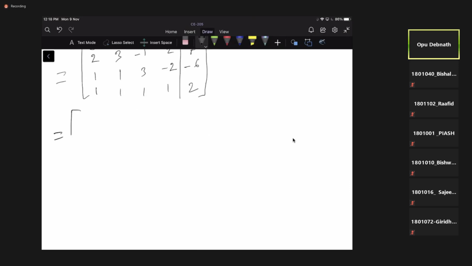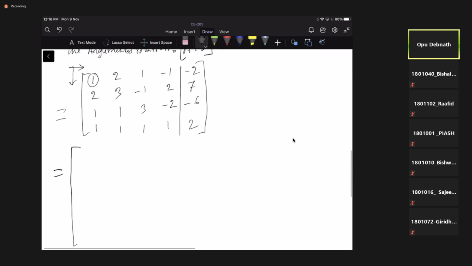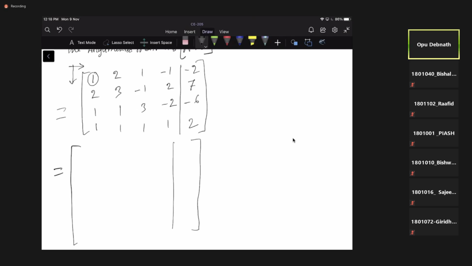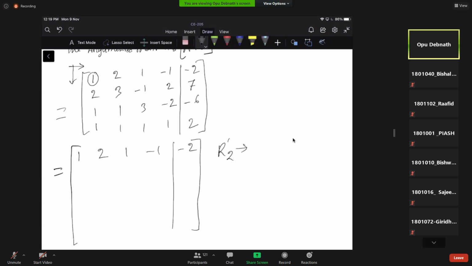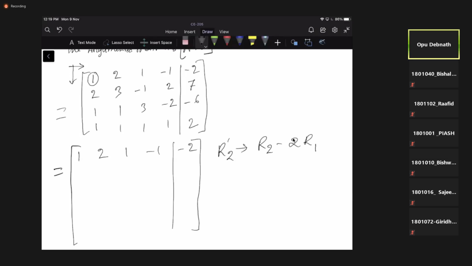At the next step we will follow some operations like this. R1 is already 1, so leave it as it is. If I want to make the next element 0, what should I do? R2 will be R2 minus 2R1.